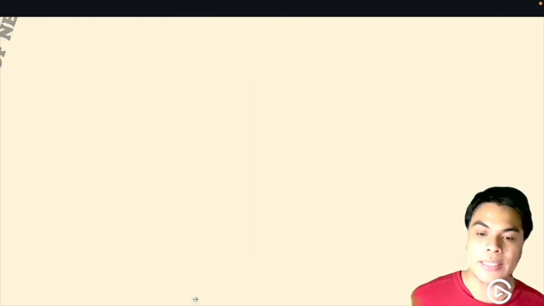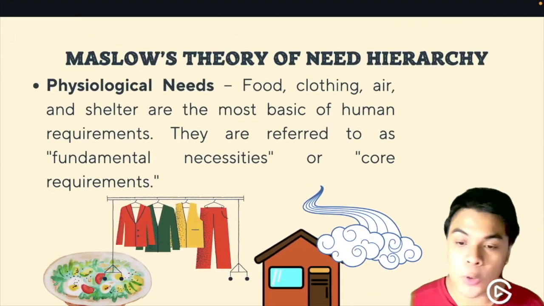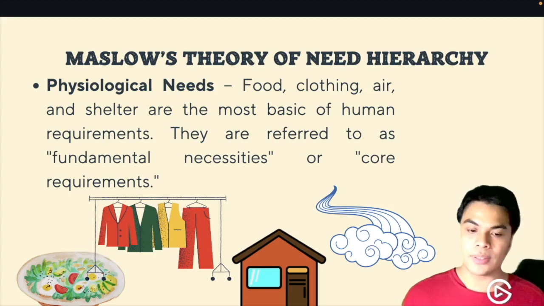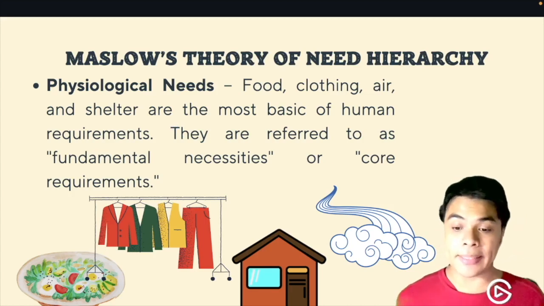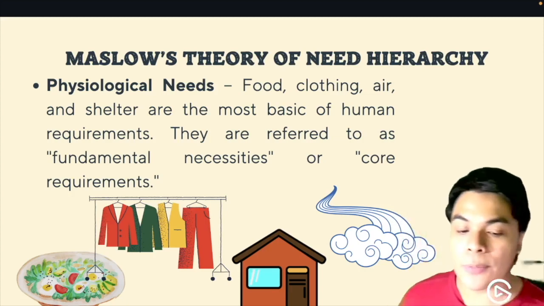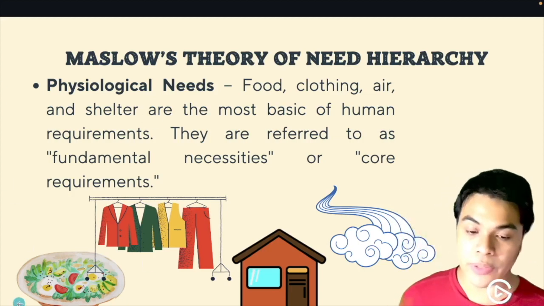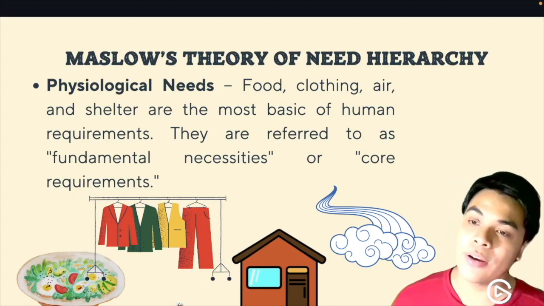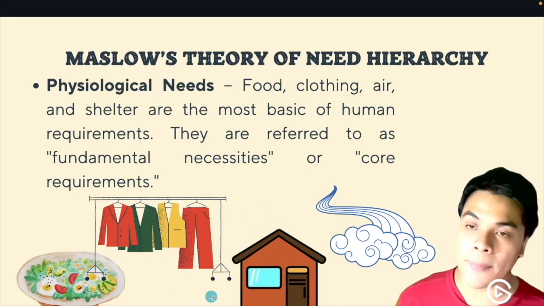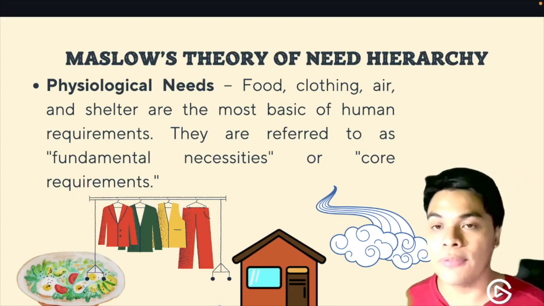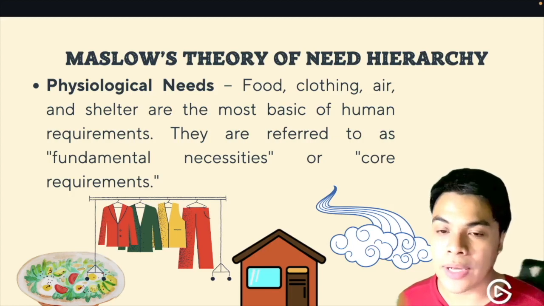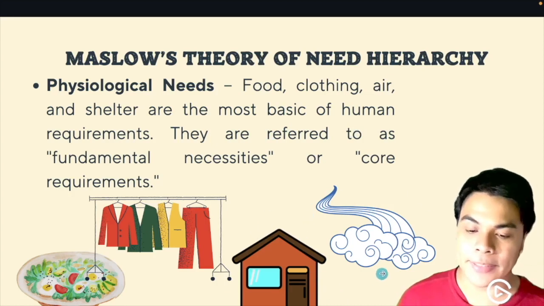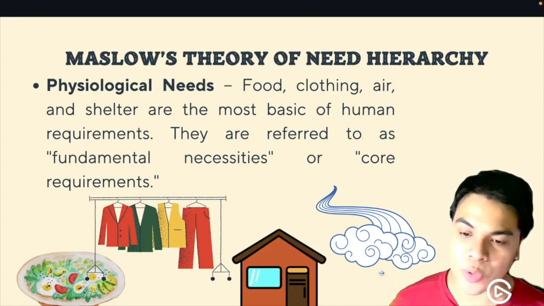What are physiological needs? Food, clothing, air, shelter. These are the most basic needs of a person. That's why they are called your fundamental necessities or core requirements. Kasi without this, you cannot survive. Can you survive without food? Of course not. Clothing? Kaya niyo ba mag-survive nung walang damit? Of course not. Kaya niyo ba mag-survive nung walang bahay? No? We are lucky enough that all of us, di ba, have the ability to have shelter, yung bahay or home. Air. Can you survive without air? Ayan. So again, basic needs in order to survive.